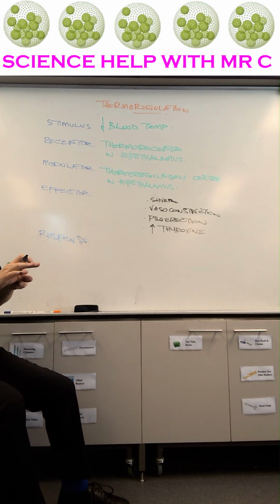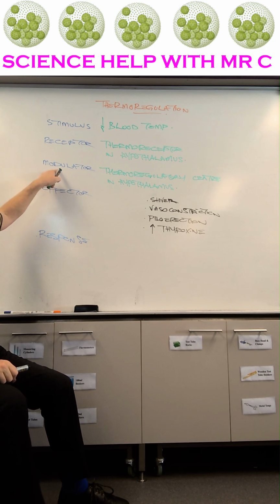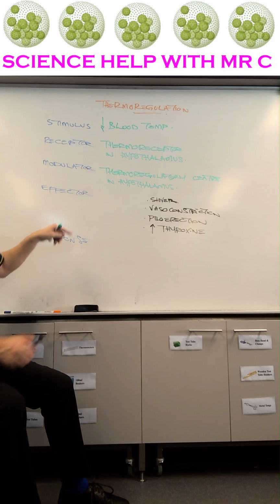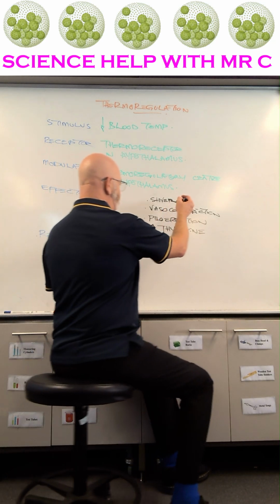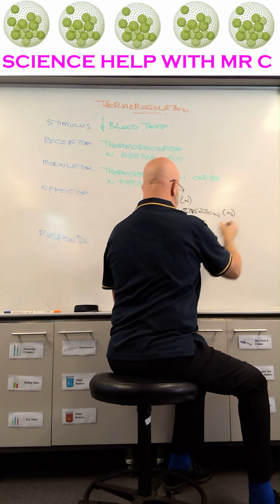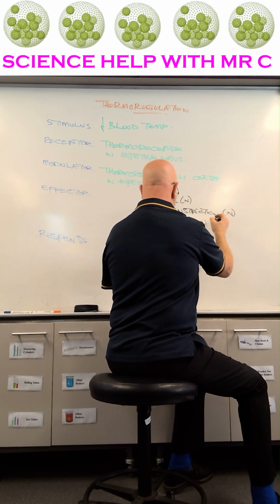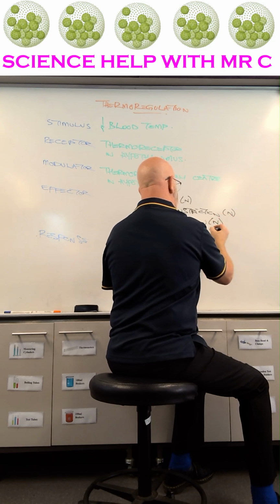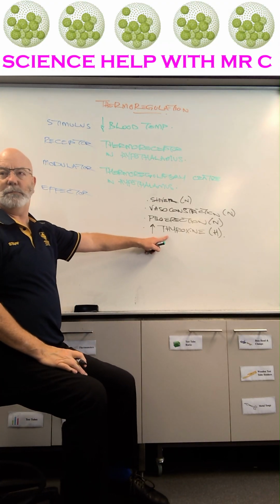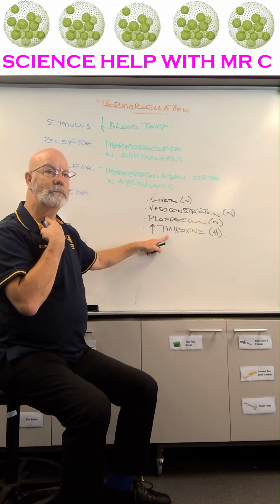Let's talk about the hormonal one. From the modulator to the effector, we're going to have either neural or hormonal signals. Okay? So shivering is neural. Vasoconstriction is neural. Piloerection is neural. And thyroxine is hormonal. Thyroxine comes from the thyroid gland, which is on your Adam's apple.